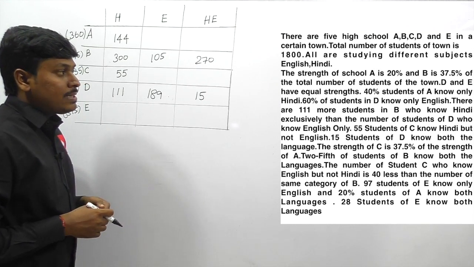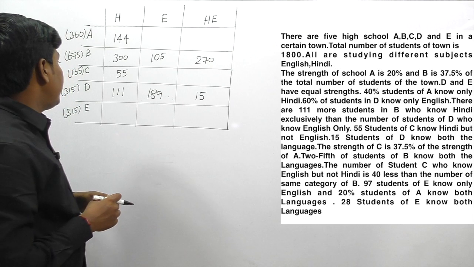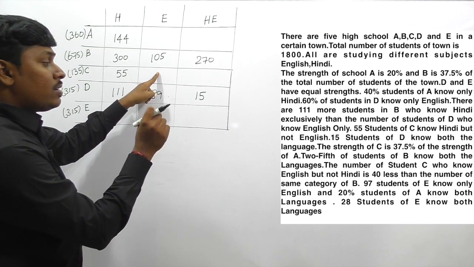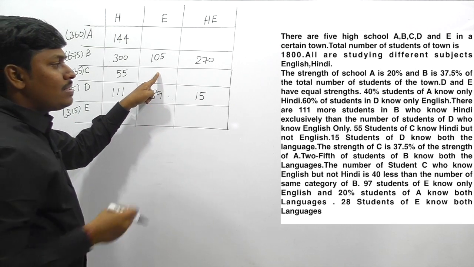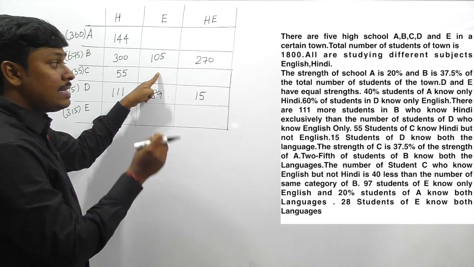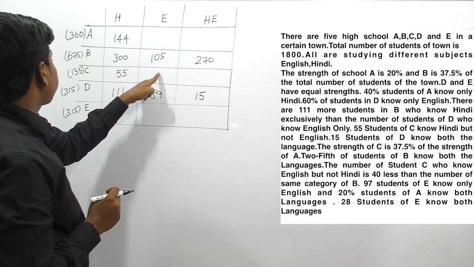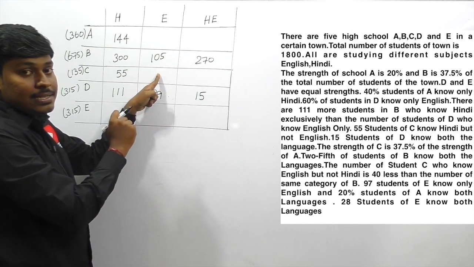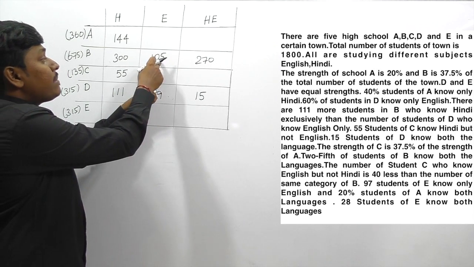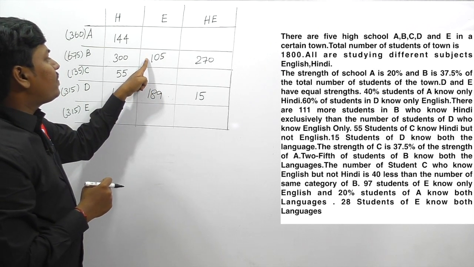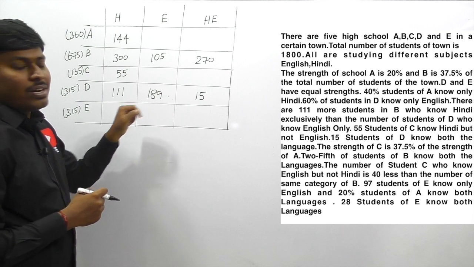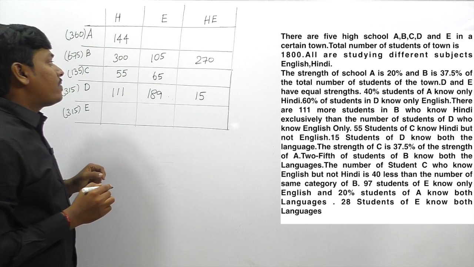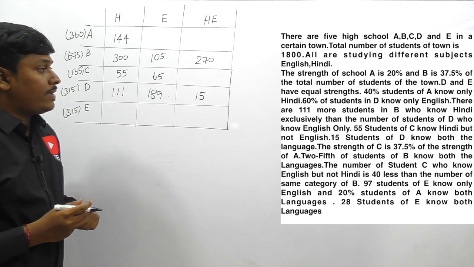The number of students of C who know English but not Hindi, right? Who know English but not Hindi is 40 less than the number of the same category in B. So friends, the number of students in C who know only English is 40 less than the same category in B. We know that 105 is category B, less 40, friends. So I can say that 65, right? We need to subtract 40 from 105, the resultant will be 65.